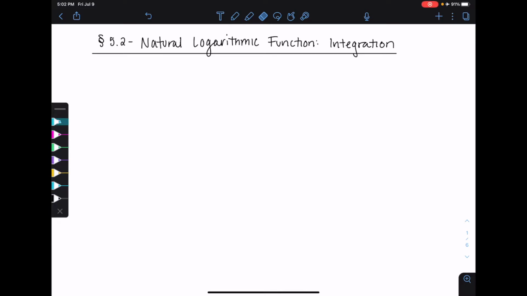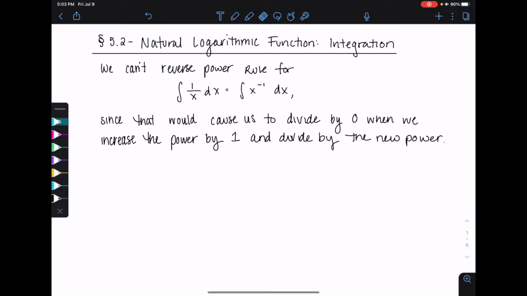So now that we've seen the derivative of the natural log function, we're going to go back to that one case we couldn't deal with for the power rule. We knew we couldn't reverse the power rule for 1 over x dx because that was x to the negative 1. If we reverse that process, you'd bump up the power by 1, which would be x to the 0, and divide by the new power. This is going to cause us to divide by 0 when we go through that process.